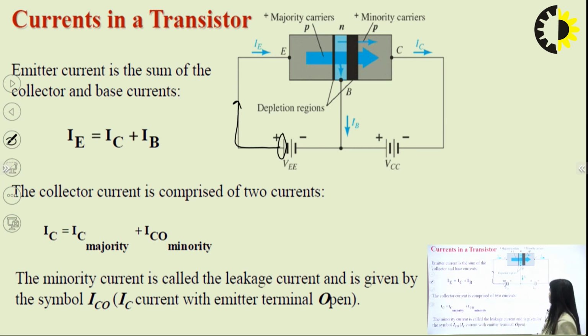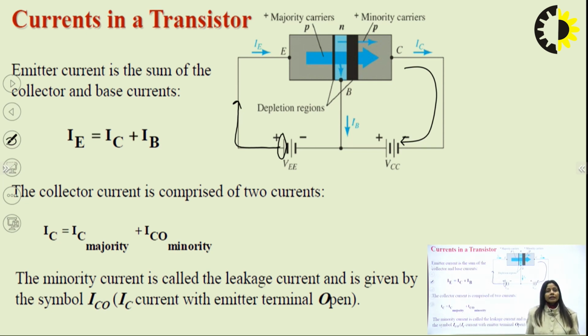Now since this particular region, the collector base junction, has been reverse biased, the current will come to the negative terminal of the battery. So this current direction will be like this. Now the total charge carriers from the emitter make the majority current, and the total current is flowing from the emitter.